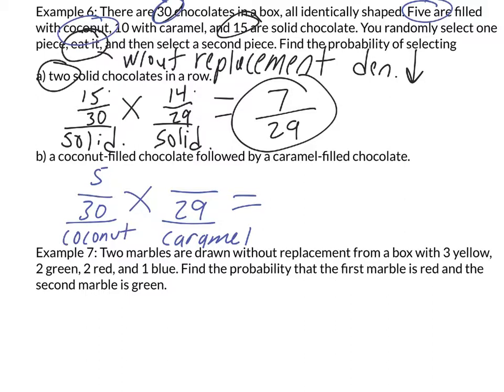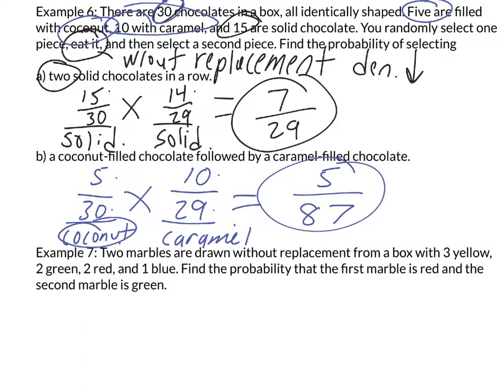If you grabbed a coconut on your first draw, you still have all 10 caramel sitting in front of you. Remember, you get what you want in probability. You got a coconut, so you still have all 10 caramel available when you draw candy number 2. So 5 out of 30 is the probability you get 1 coconut, times 10 out of 29 remaining candies is the probability you get a caramel. When you punch that into the graphing calculator, math, frac, enter, you get 5 over 87 as the final answer.